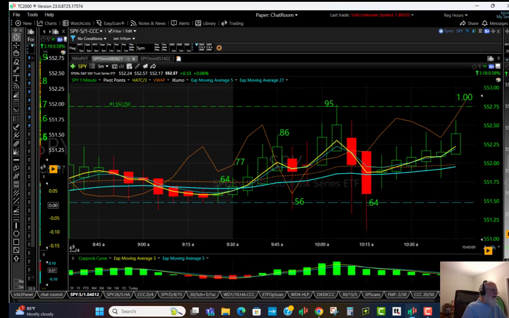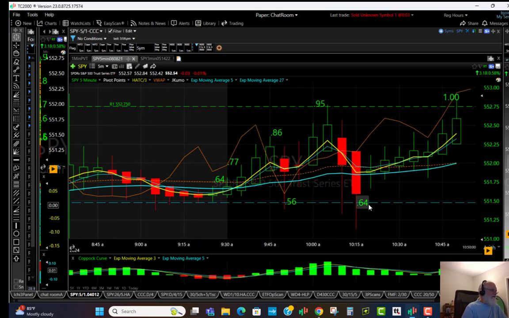So we had that other little pullback. Again, we dropped down to 64 cents, came right back up to R1 again, $1. So you could have played this pinging trade here back and forth, and that would have been the appropriate way to take it. Go long at 56, get out at 95. Go long at 64, get out at $1. Okay, you can do it that way.